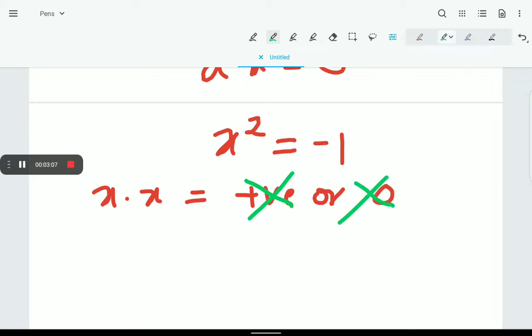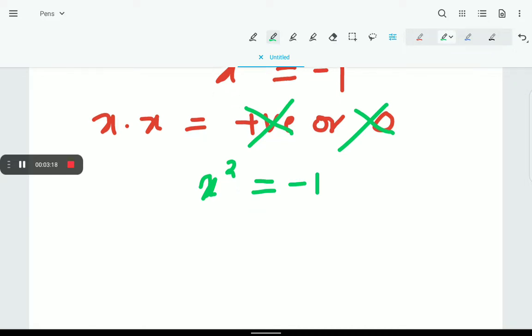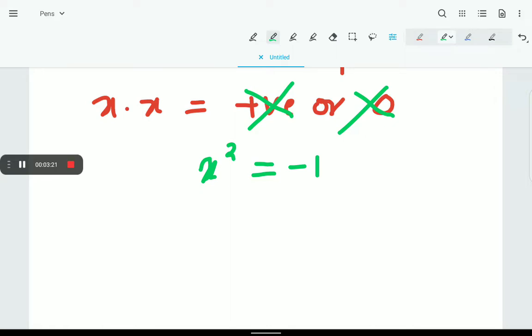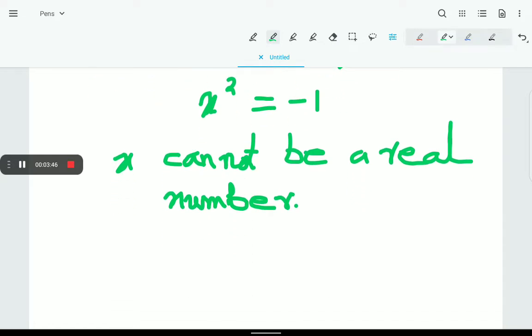Minus 1 being negative, it is neither positive nor 0. So when you say x squared equal to minus 1, then we understand that we can't have any real number as solution. So x cannot be a real number. Well, if x cannot be a real number, what should it be?